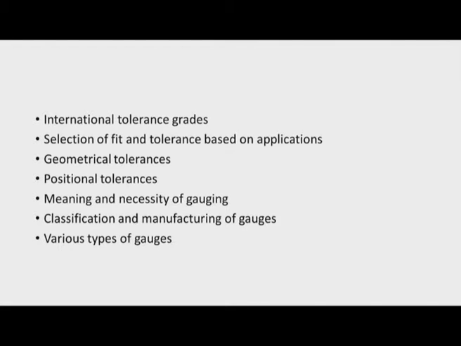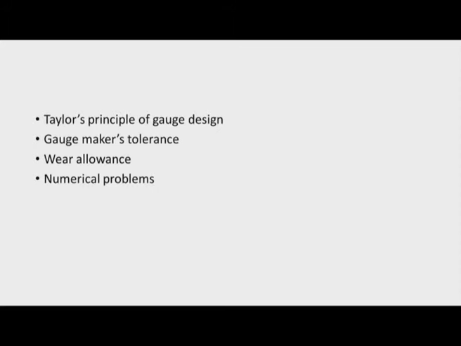We will also learn about the positional tolerances, and then we will move to the limit gauging part of the lecture, wherein we will be studying the meaning and necessity of gauging, how the gauges are classified, how they are manufactured, and the various types of gauges that are available for gauging purposes. And then we will also learn about Taylor's principle of gauge design, what the gauge maker's tolerance is and what wear allowance is, and then we will have some numerical problems.